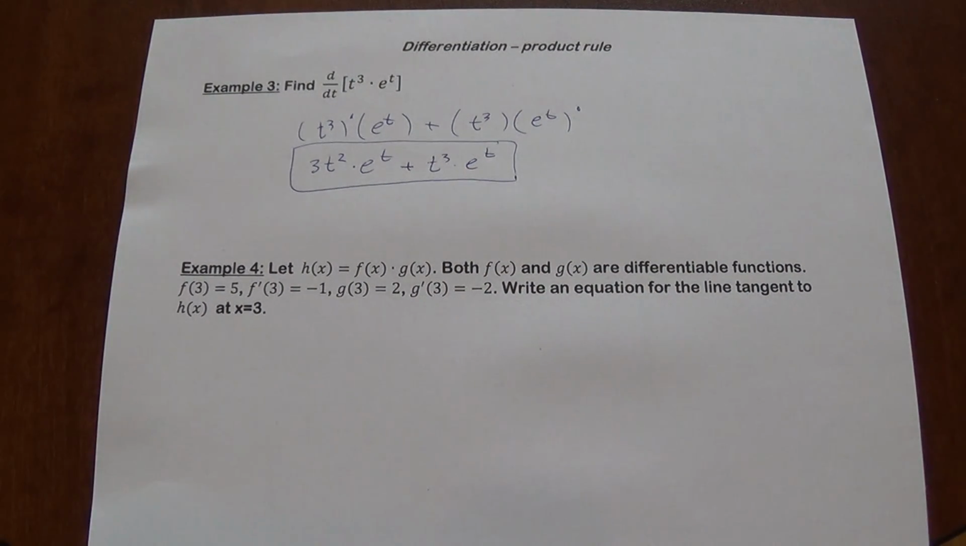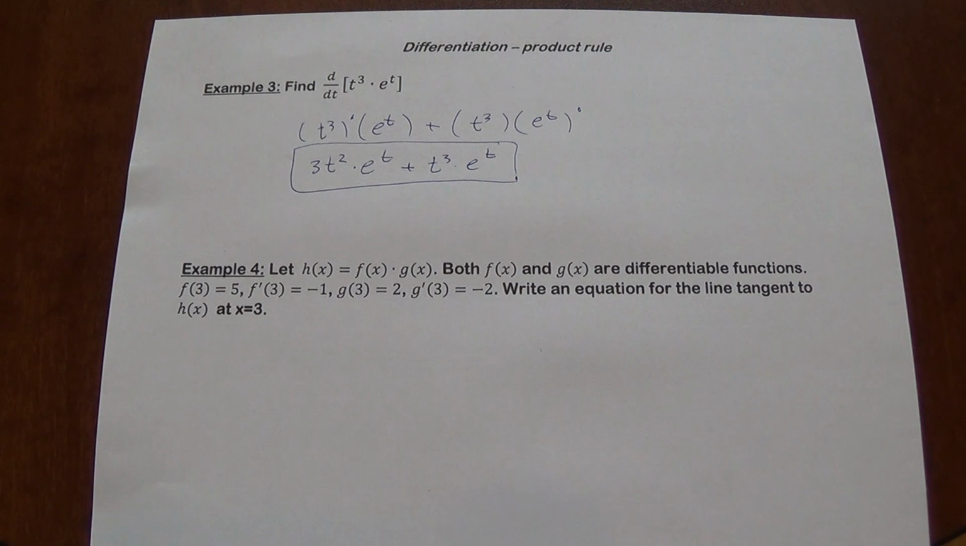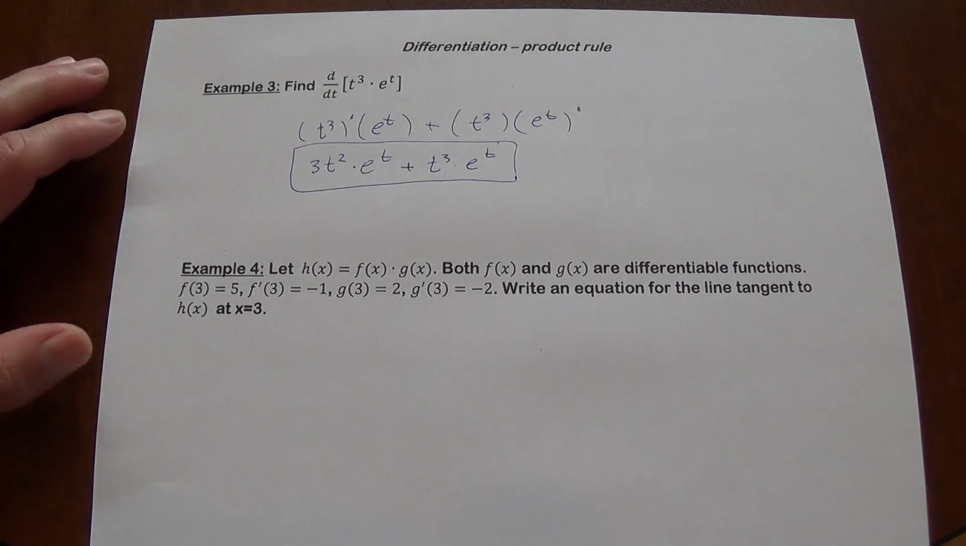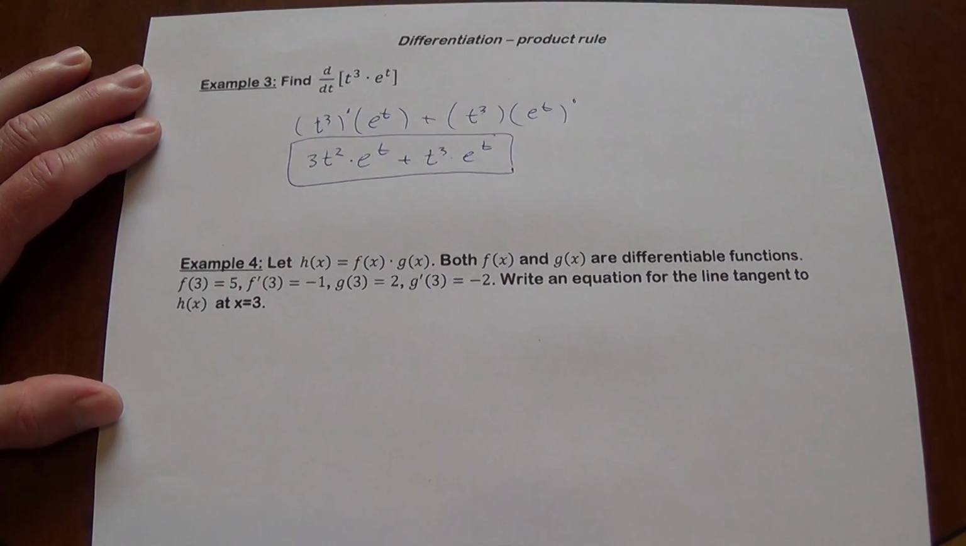And then I have this example 4, which is more of a conceptual problem because we don't have the exact expression here. So we have some function h of x, which is defined as f of x times g of x. We know that f of x and g of x are both differentiable. We know that f of 3 is 5, f prime of 3 is negative 1, g of 3 is 2, and g prime of 3 is negative 2, and we want to write an equation of the line tangent to that. There are two things we need. We need the point and the slope.